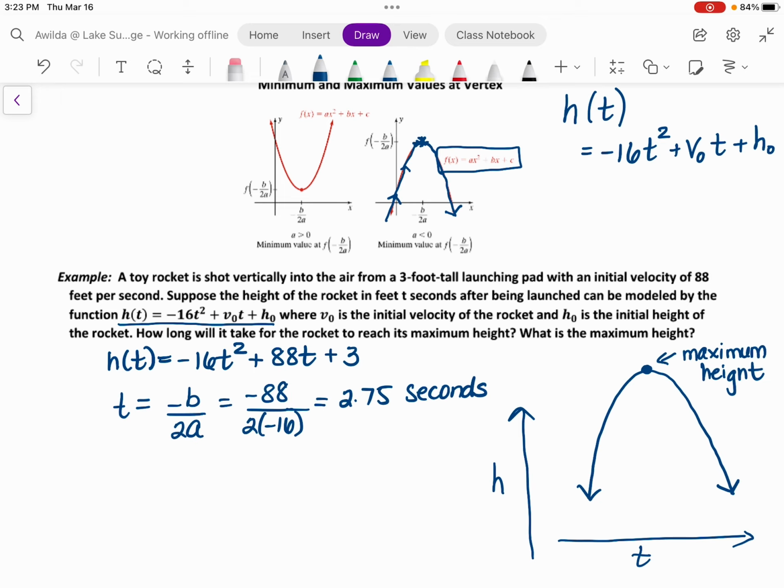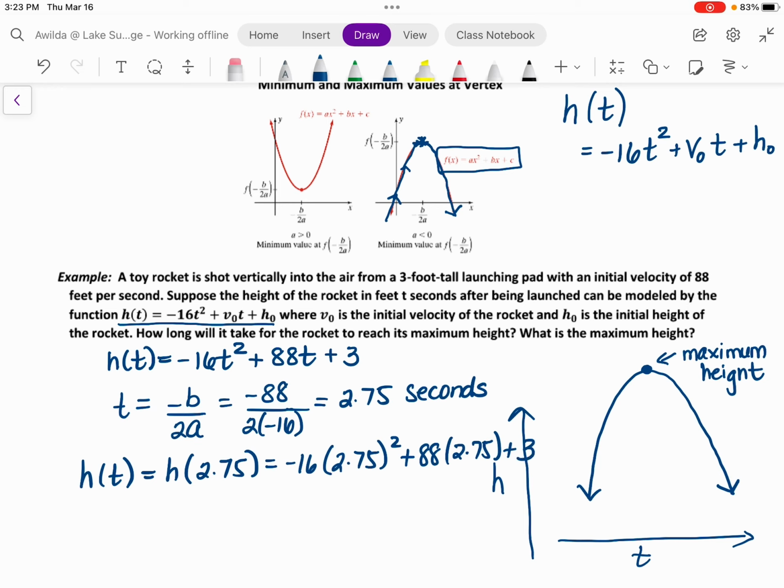But what is that maximum height? Well, we're going to have to find the corresponding y-coordinate for t, so that's h of t, or in this case, h evaluated at 2.75. So that's negative 16 times 2.75 squared plus 88 times 2.75, and then plus 3. So let's go ahead and calculate that. I've got my calculator here.